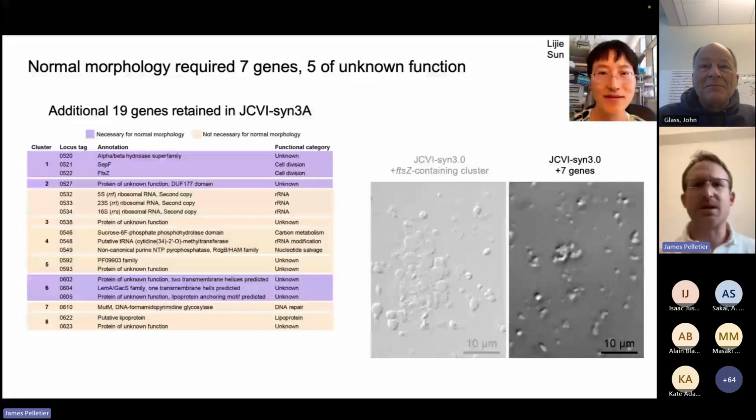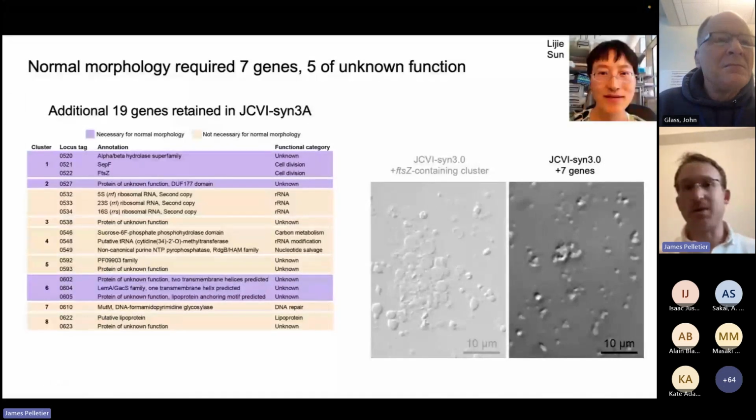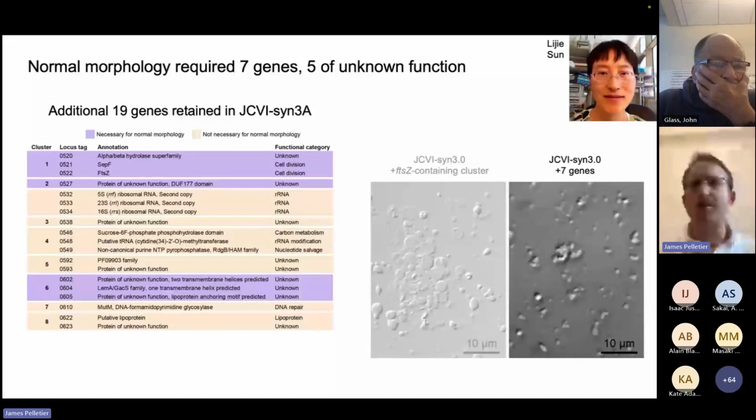So co-first author Li Shi-sun at the JCVI led the systematic construction of many strains to find what is the smallest subset of these genes that together are sufficient to restore normal cell division. And this set of 7 genes were together sufficient, and deletion of any one of them, the cell will increase its variation in cell size and shape. But 5 of these genes don't have a known function. They're now implicated as contributing to cell division.